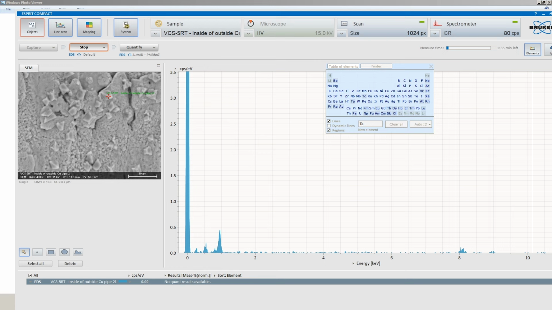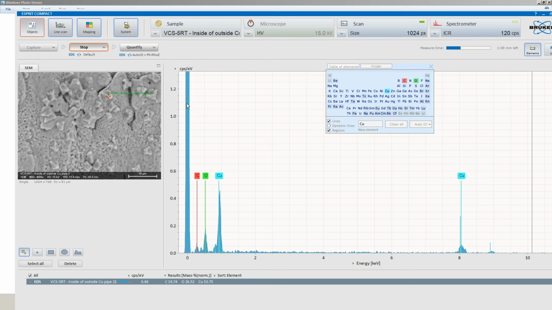Still not getting a lot of counts. Might have to look at a different area. Not really see a gallery on there. Yeah, just copper and oxygen. Cu2O, almost exactly. Now, is it a different composition where we see this area here? That's the question.